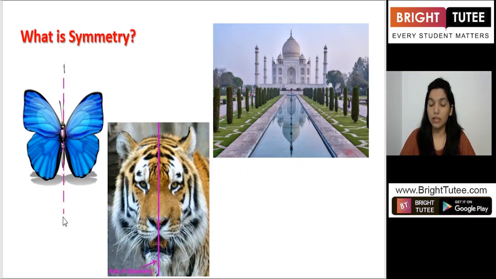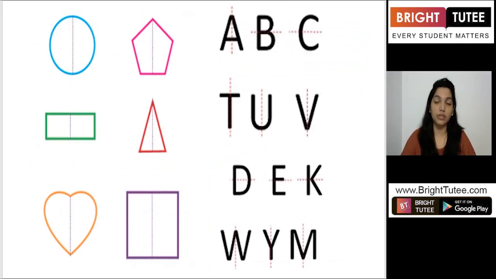Similarly, look at the image of Taj Mahal. What do you see? If you draw a straight line exactly in between, what do you think you'll notice? If this is where you can draw a line, what do you notice about this particular image of Taj Mahal? Do you see in each of these images, both the sides, that is on the left side and the right side of this line, which is in between, they are exactly the same? Is that right?